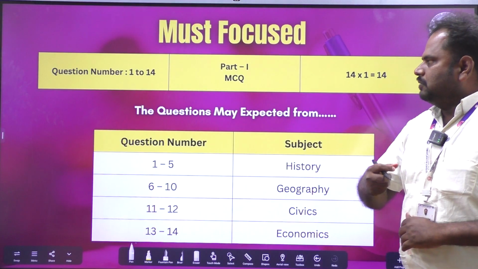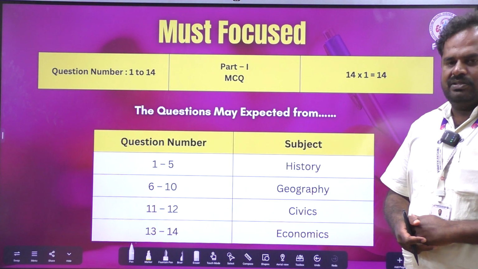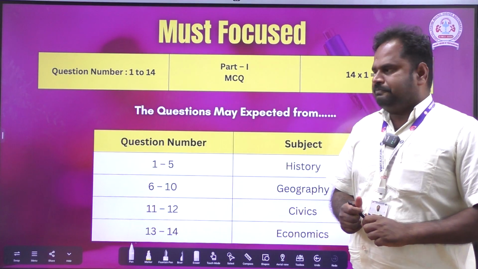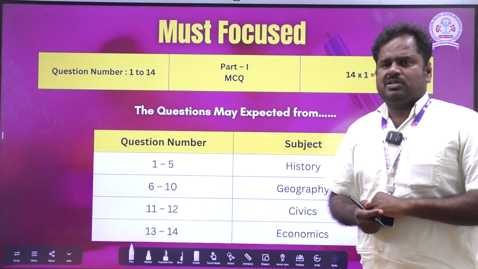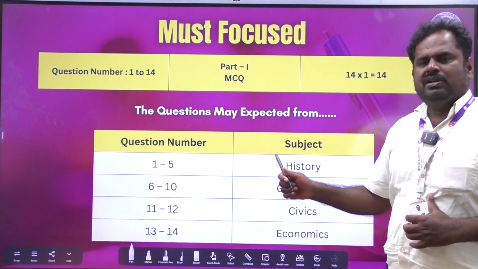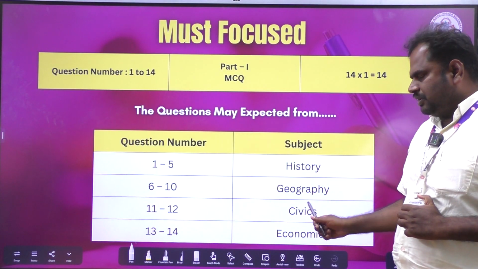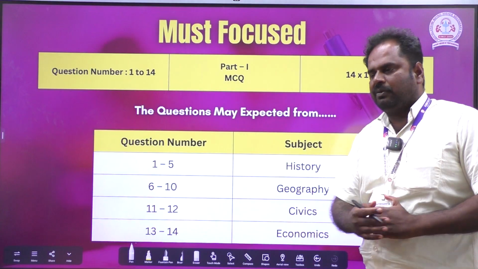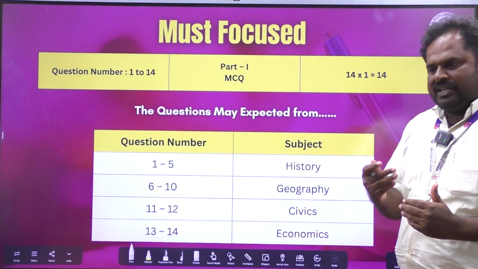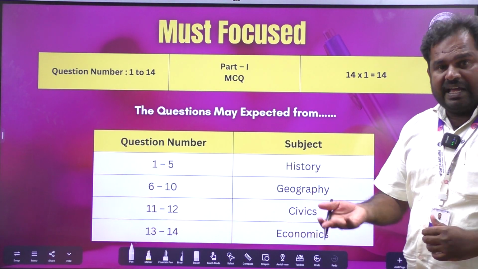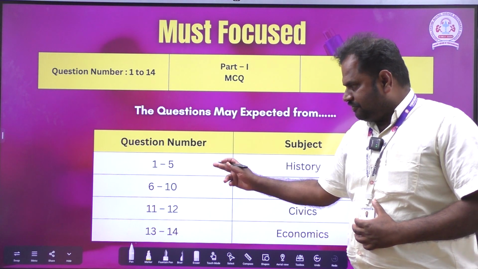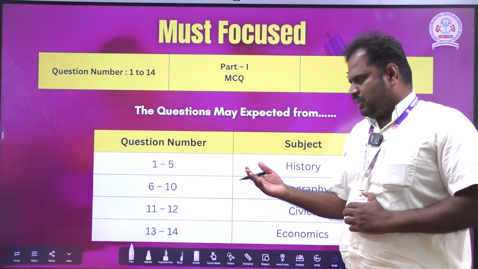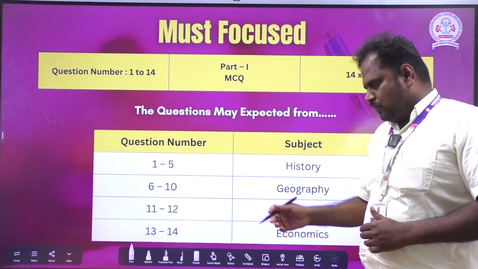How to prepare these questions? Especially 1 mark questions, part 1, 1 to 14: 1 to 5 questions from history, 6 to 10 from geography, 11 and 12 from civics, 13 and 14 from economics. In rare cases it may differ. Sometimes 3 questions from civics or sometimes 3 questions from economics.